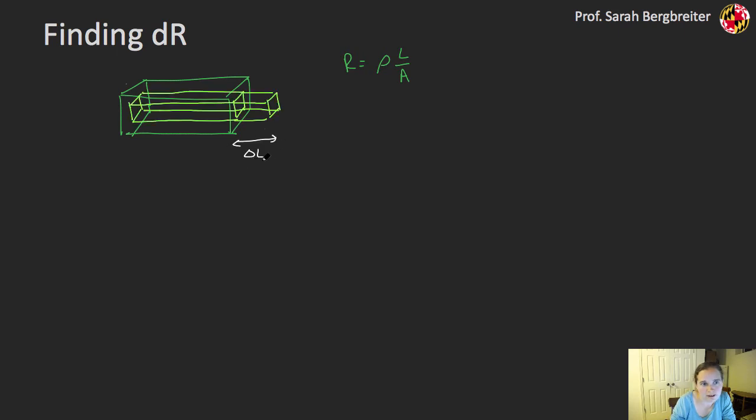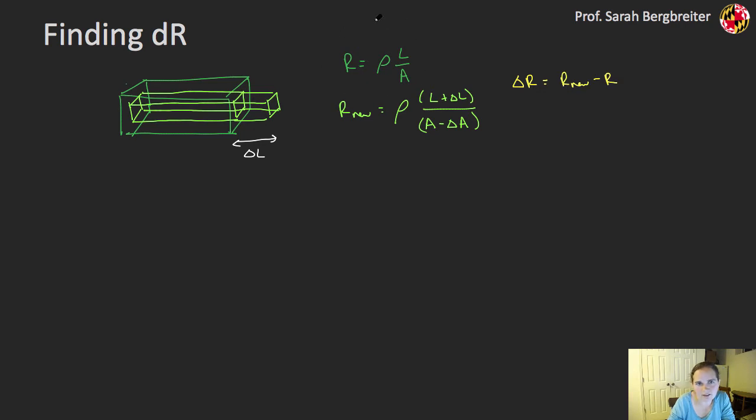Now I've strained that material some delta L. So I have a new resistance here that's based on that same resistivity, but now my length is an L plus a delta L, and my area is an area minus a delta A here. And I'm interested in figuring out what my delta R is. So effectively the difference between that new resistance and the nominal resistance.